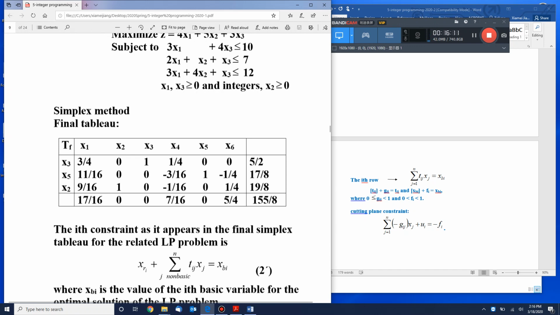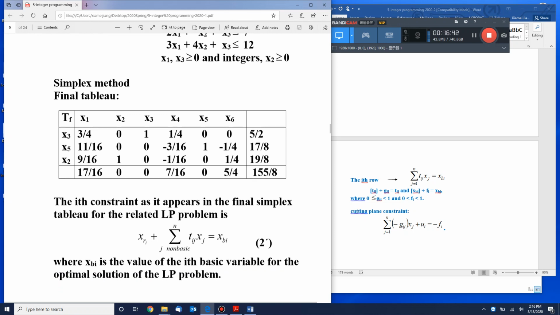For the first constraint in the final tableau, xri should be x3, because x3 is the basic variable in the first row of the final tableau. Then we keep the other variables together, and it equals 5/2. You're going to see this one, right?